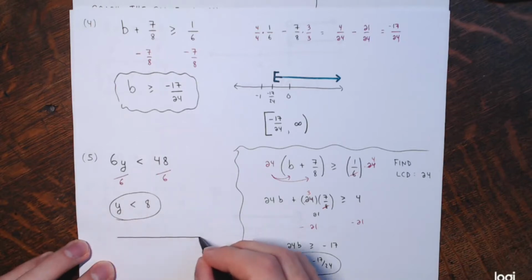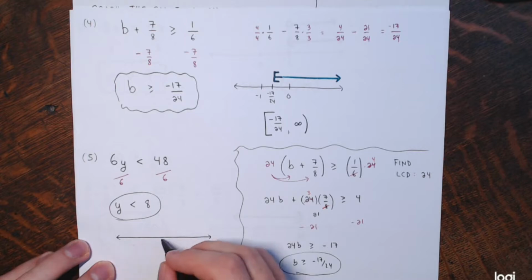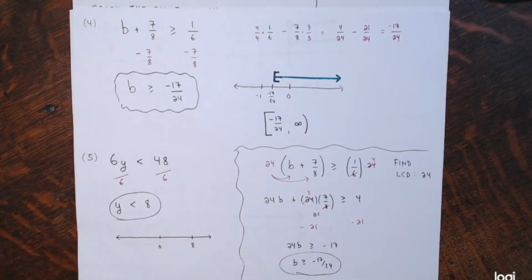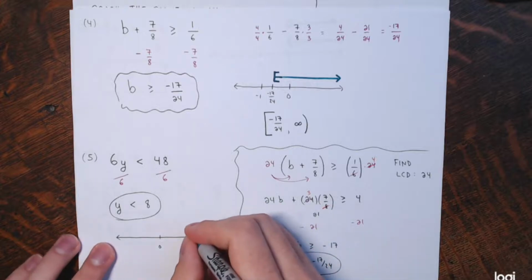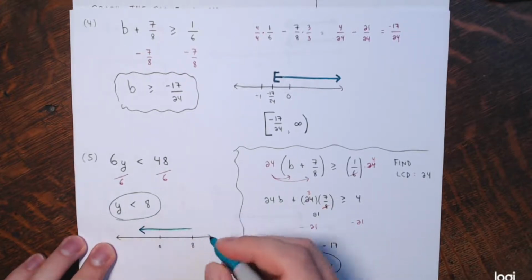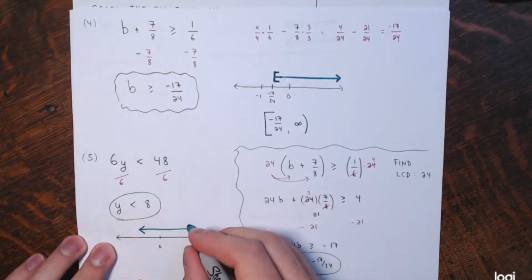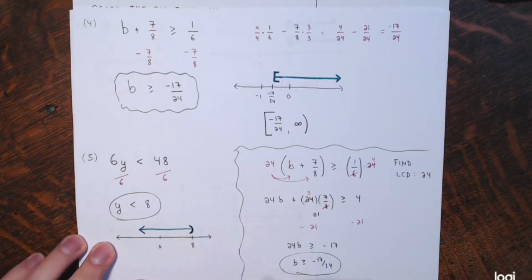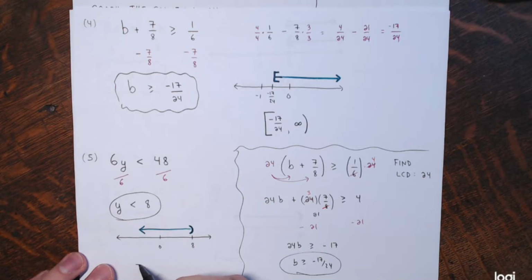Graph on a number line. Here's 0, 8 would be to the right of 0 somewhere. And all the numbers less than 8 are to the left of 8, but not equal to 8. So a parenthesis above 8 or an open point. And then interval notation, right, from negative infinity up to 8 are all these solutions.